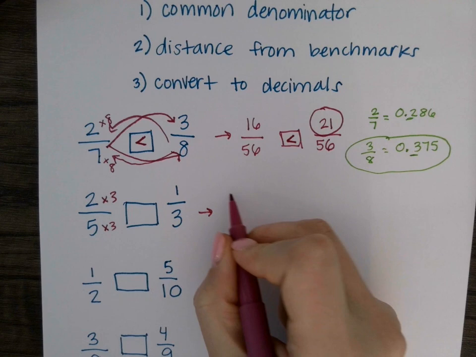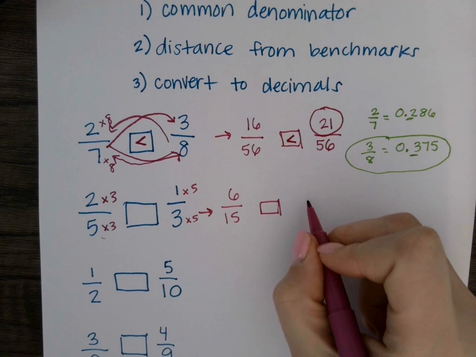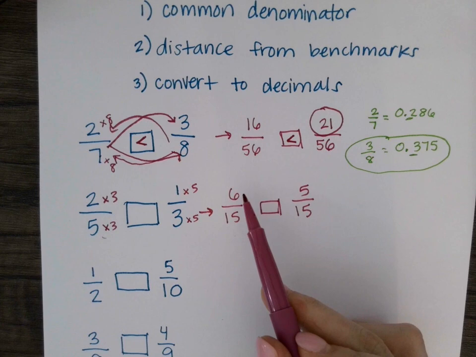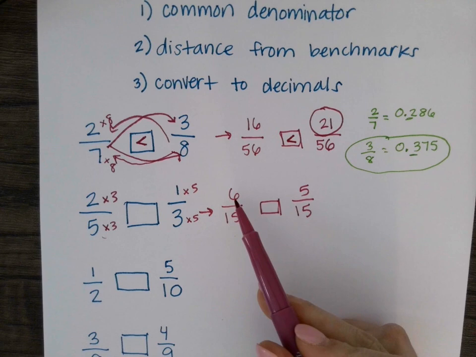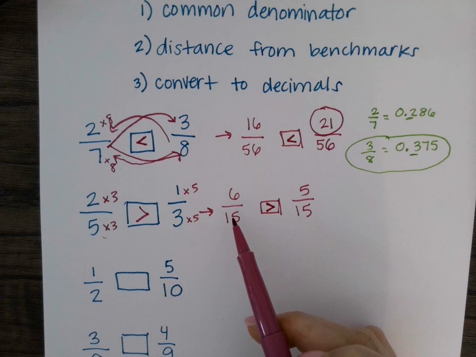compared with, now I'm going to do this fraction times the other denominator. So 1 times 5 is 5 over 15. So now I'm comparing 6 over 15 with 5 over 15. Okay, this is pretty simple. 6 is going to be bigger than 5. So 6 15ths is bigger than 5 15ths. Okay, this only works if you have a common denominator. If you have not found a common denominator, you cannot just look at the top.